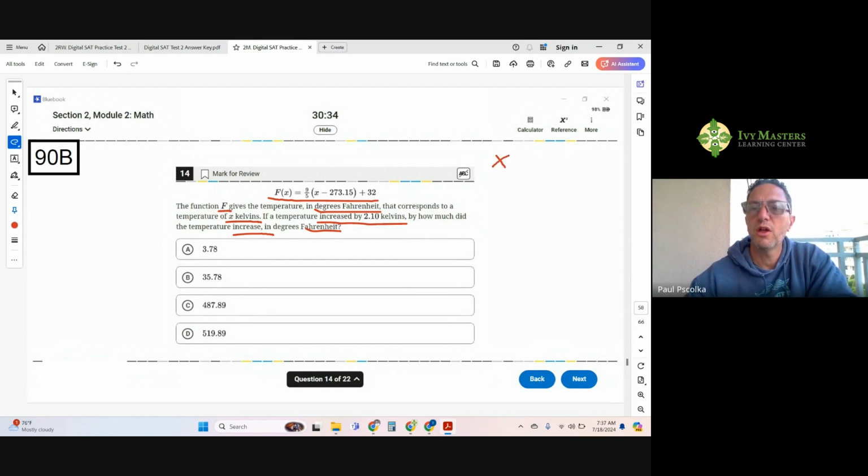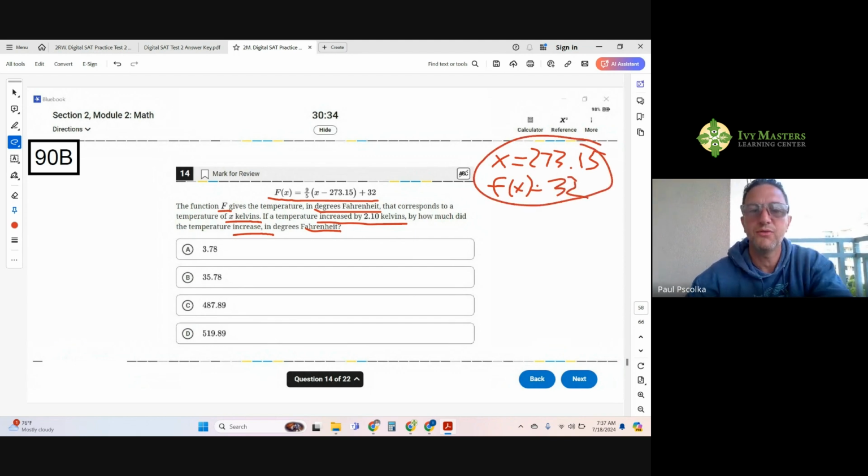So first off, you could pick a number here whenever it changes affecting an outcome. And the easiest number to pick for X and solve for Fahrenheit is 273.15, because you could see easily if you plug that in, then you get that your function equals 32. Okay, I'm going to circle those together.